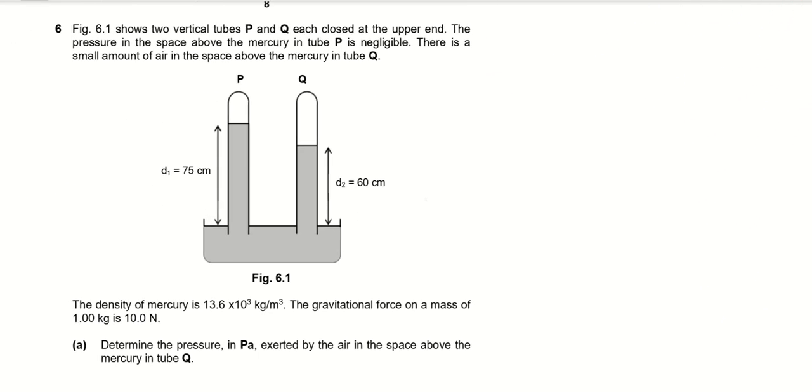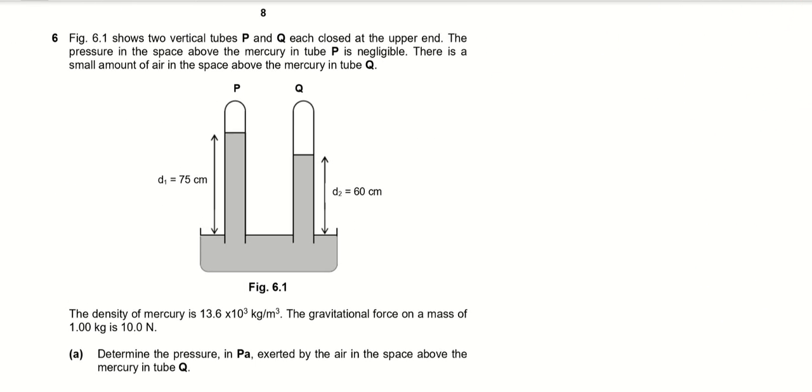Okay, now question 6, it shows 2 vertical tubes. Looks like a barometer, each closed at the upper end. The pressure in the space above the mercury in the tube P is negligible. So here, no pressure. There's a small amount of air in the space above. So I told you all, every time a liquid is subjected to a pressure, of course we draw an arrow, and for those outside it is actually P atmospheric pressure. Here there's no pressure, so no need for arrow, but here there is air introduced, so I put it as P air. This P air is different from P ATM.